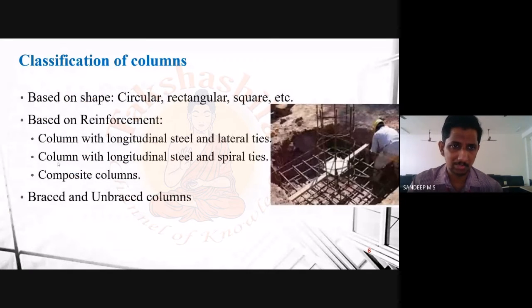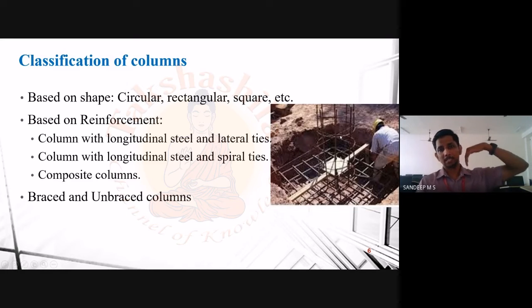Then what is the second classification? Columns with longitudinal steels and spiral ties. So this is another. Normally in the case of circular columns, we will be having ties provided. Sometimes we will be providing it in a perfect circular shape. Sometimes what we will do is that we will just spiral it. We will take a single reinforcement and provide it as a spiral around the longitudinal reinforcement. Such types of columns are another second category, that is columns with longitudinal steels and spiral ties.